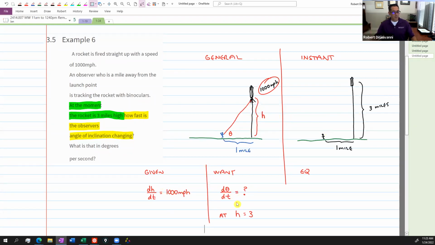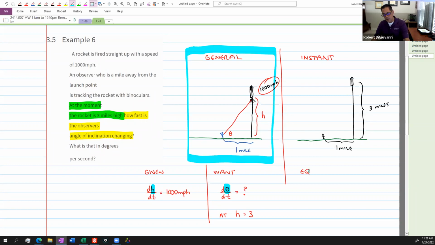And now the very important part of the problem is to come up with an equation, right? An equation that connects H and theta together. And you are only allowed, in this part of the problem when you're coming up with your equation, to look at the general picture. You cannot be looking at the snapshot. So who has an equation that relates H and theta together?